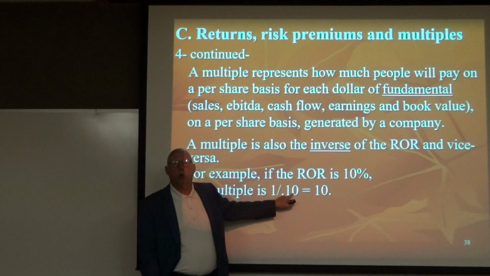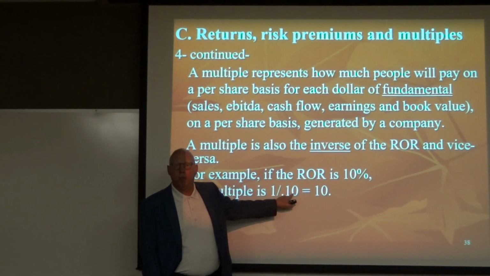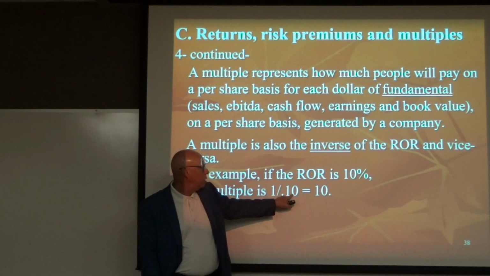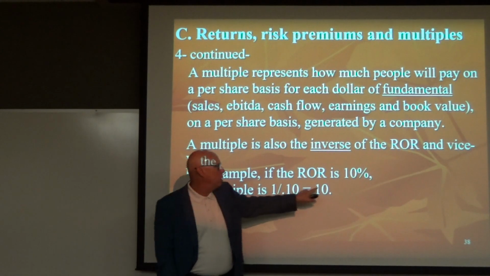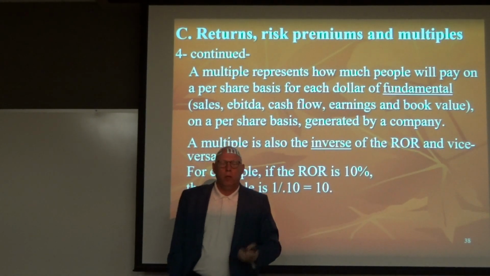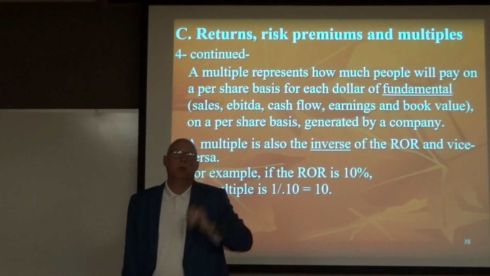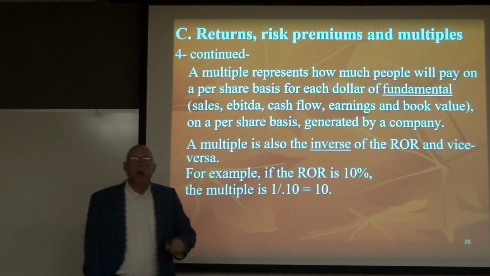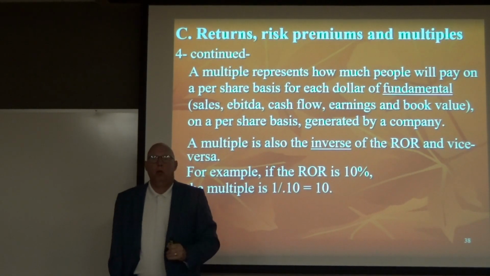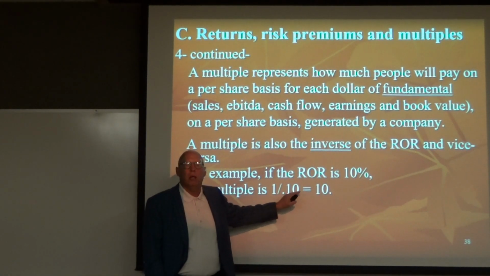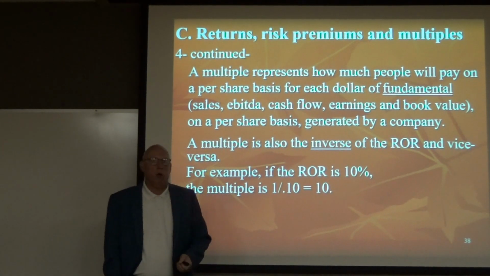The discount rate goes down when people are optimistic. The risk premium goes down, the discount rate goes down, the required rate of return goes down. And if the required rate of return goes down, the multiple goes up. When people are optimistic, they will pay a higher multiple, higher price for these fundamentals. When people are scared, what happens to the multiple? The required rate of return goes up and the multiple goes down.